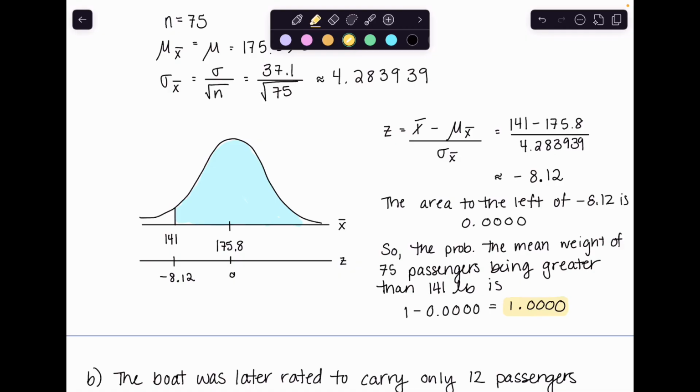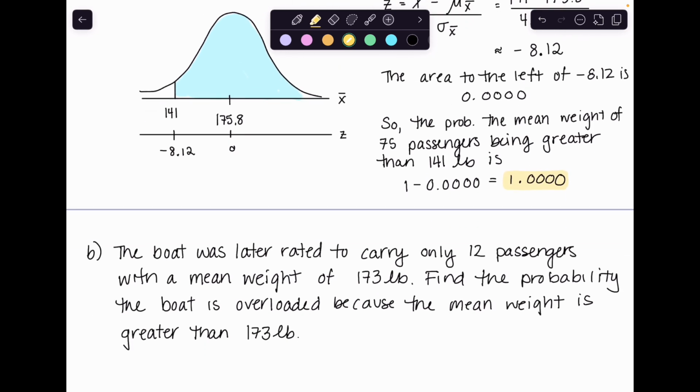75 is too much. So instead, the boat was later rated to carry 12 passengers, having a mean weight of 173 pounds. So we want to see with this new information, if the 12 individuals chosen at random, having a mean weight of 173 pounds, we want to see what's the probability of it being overloaded because that weight is more than what they assumed of 173 pounds.